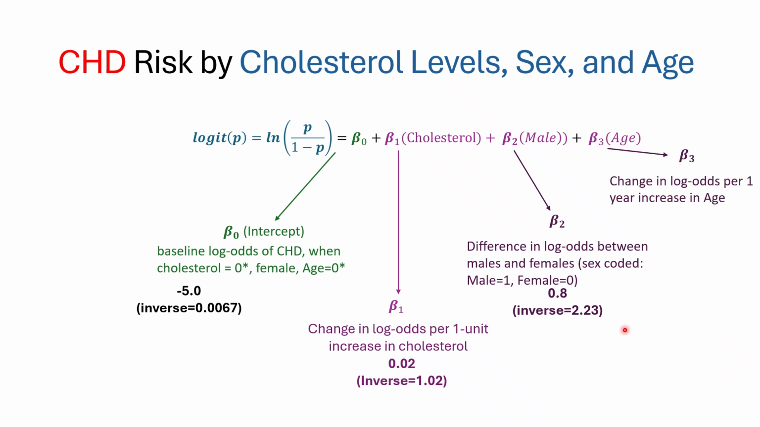And suppose the system calculated the beta 3 as 0.05, and the inverse of 0.05 is 1.051. The interpretation would be that with each unit increase in age, in our case it's 1 year, so with each 1 year increase in age, the probability of chronic heart disease increased by approximately 5.1%.